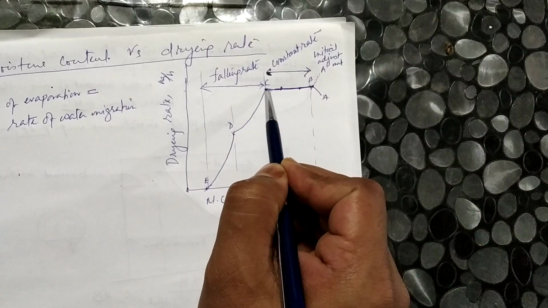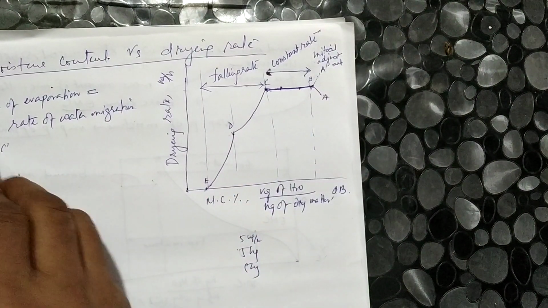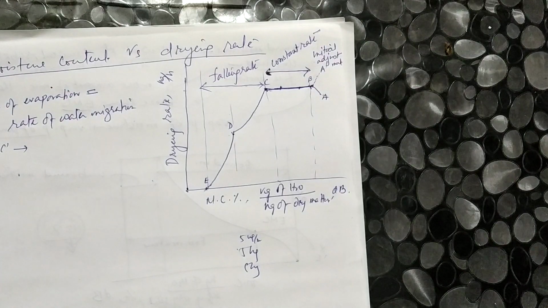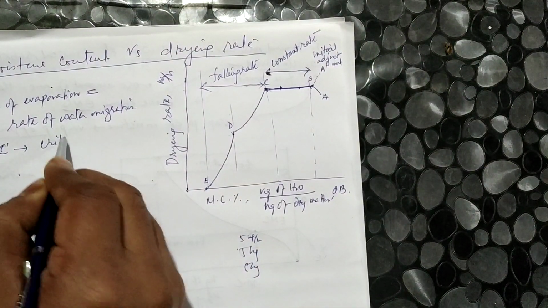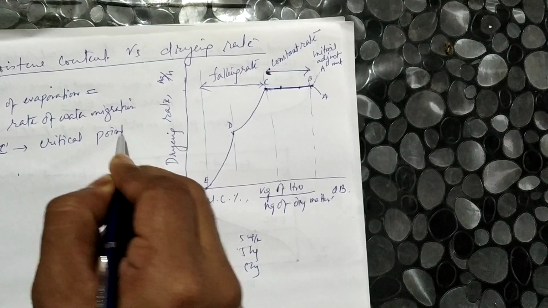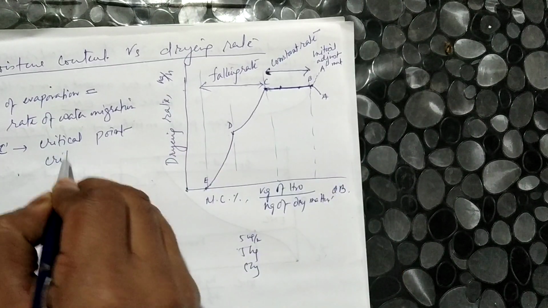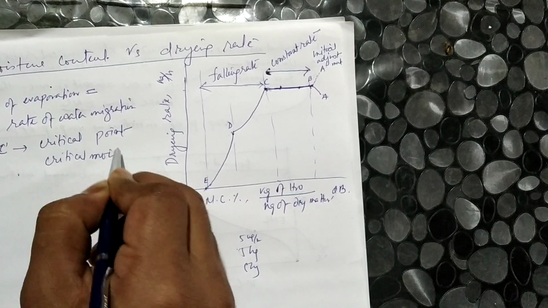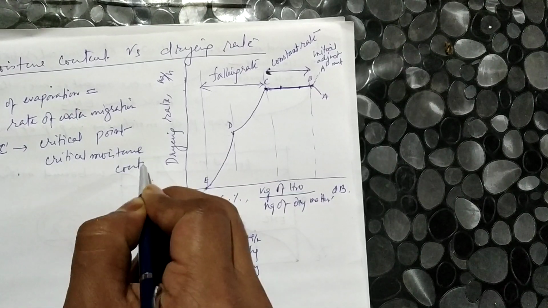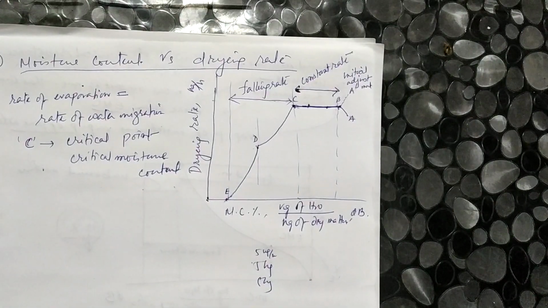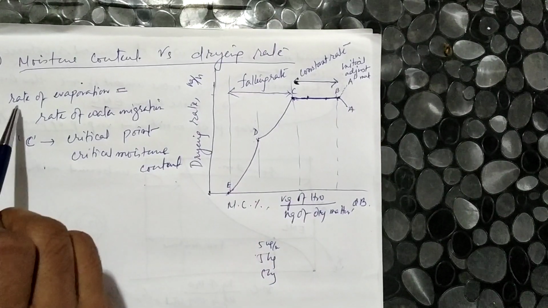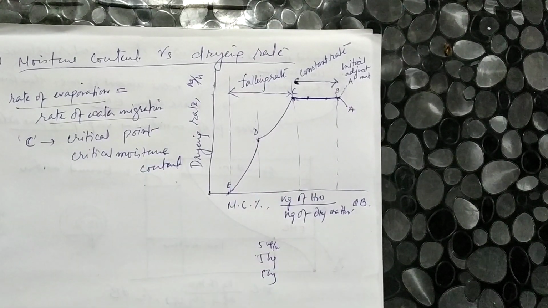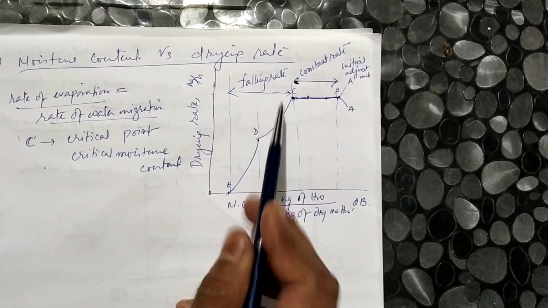After getting point C, the point when the constant rate stops and suddenly a falling behavior starts is called C, also named the critical point, and the moisture at that point is called the critical moisture content. Between C and E, the rate of evaporation and the rate of water migration are not the same, different. That is why there is falling behavior.